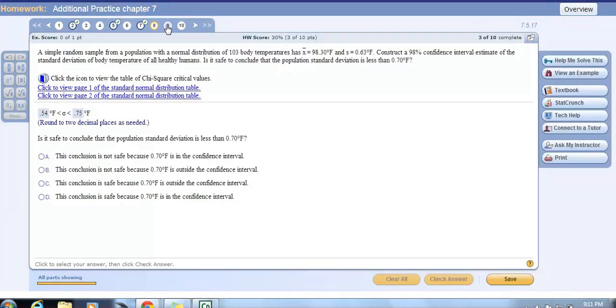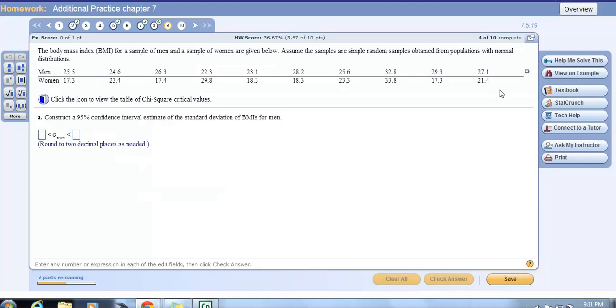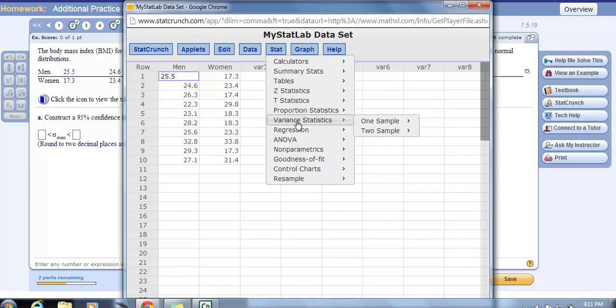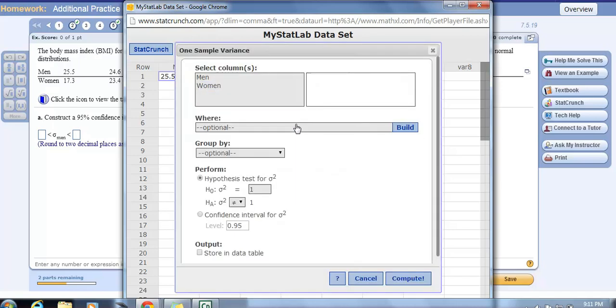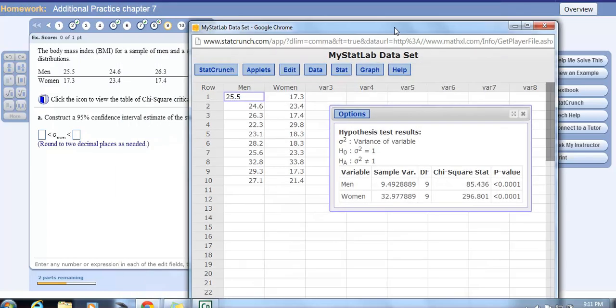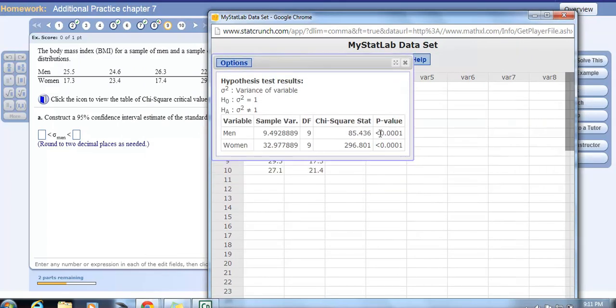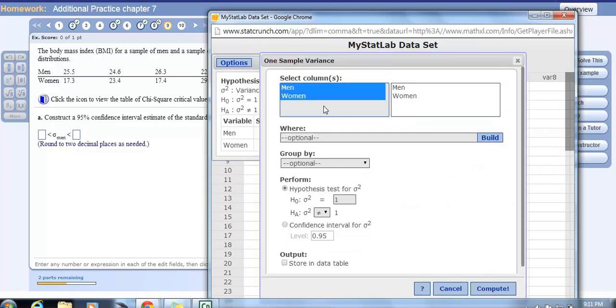Now, another problem on here gives us the raw data. This one, you're going to click to open up in StatCrunch, Stat, Variance Statistics, one sample, this time with data. Might as well just go ahead and do both men and women since the problem's going to ask me for both. But again, keep in mind, even though I have this result for both men and women, I am not done because both of these values are going to require me to do the square roots.